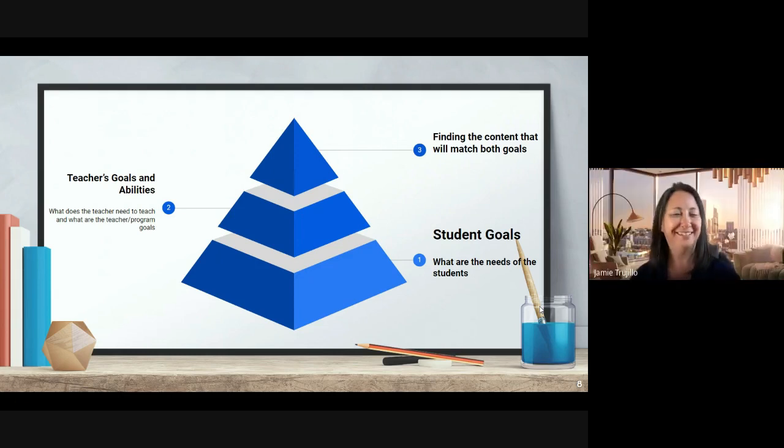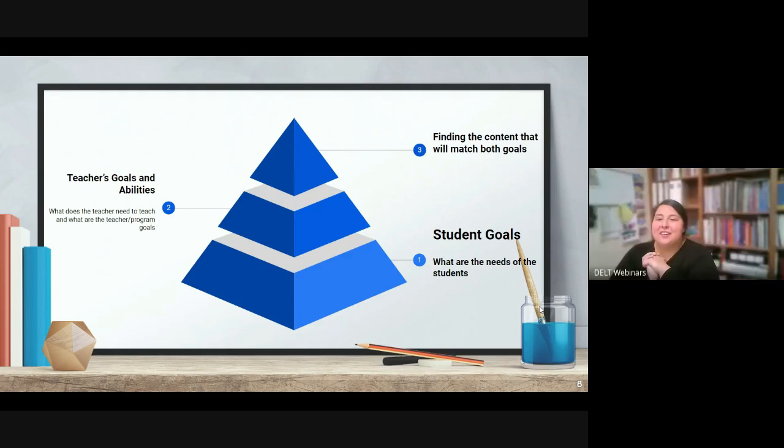It is fine. And then at the very top, once you have figured out your student goals and your teacher goals and abilities, that's when you can find the content that will match both goals. If you miss one, you'll have a huge block missing. So if I just go straight from student goals to content, then I've left out a very important part, which is the teacher goals and abilities.